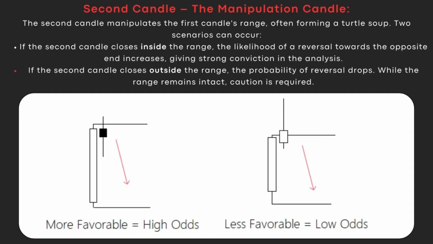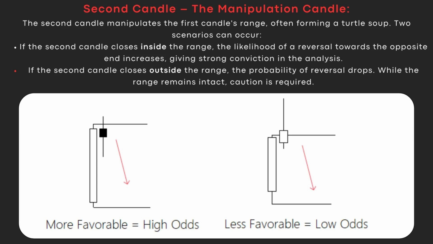Now, moving on to the next slide, here we will discuss the second candle of the CRT, which we all know as the manipulation candle. What the second candle does is it manipulates or purges liquidity of the first candle range and forms a turtle soup. And as I told you earlier, we can have two scenarios with the manipulation candle. The first scenario is that if the second candle closes inside the range, the likelihood of a reversal towards the opposing end of the CRT increases by a huge margin, and your analysis would be considered strong. That is the first scenario.